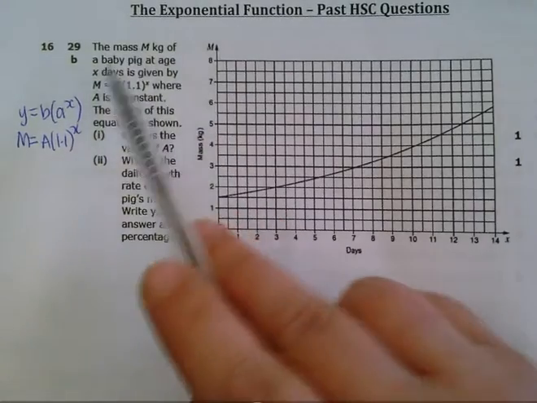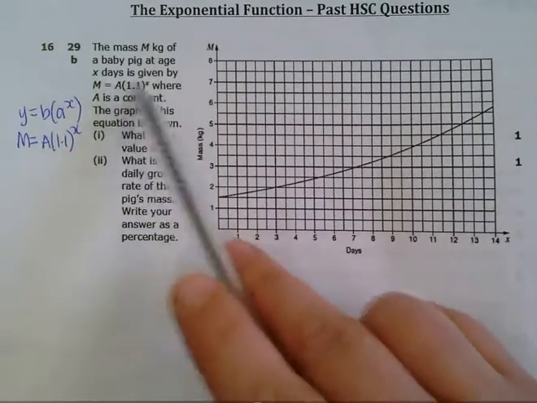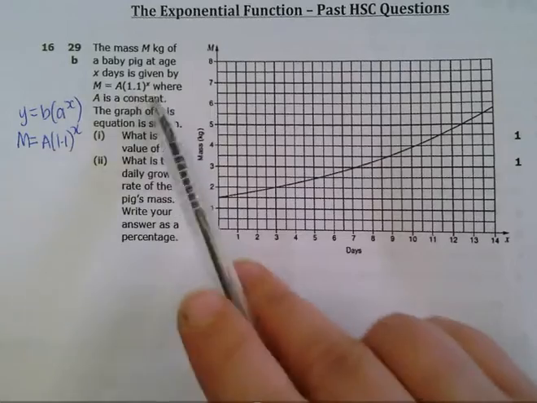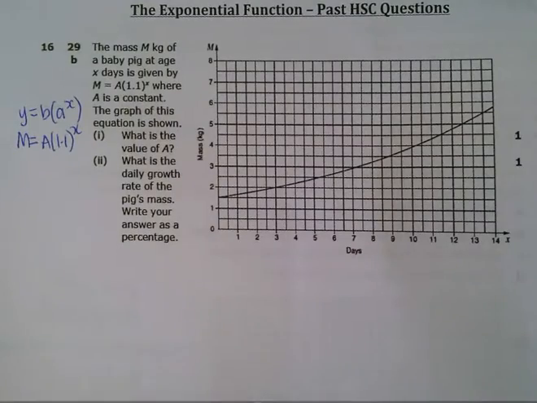The mass M of a baby pig at age X days is given by this function where A is a constant. The graph is shown.